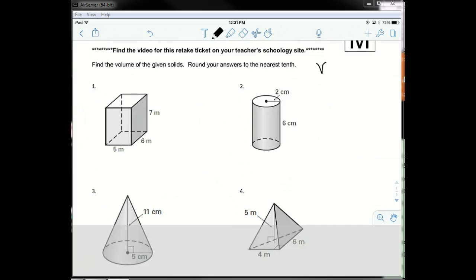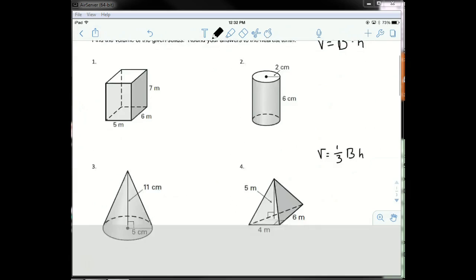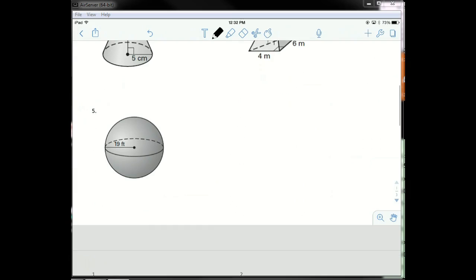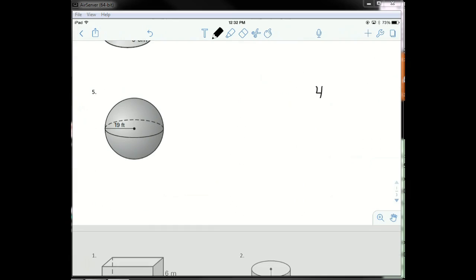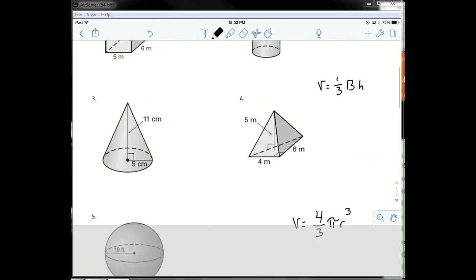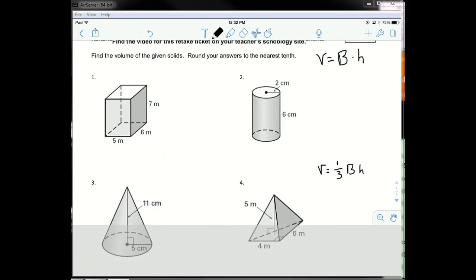We are going to be taking the area of the base and multiplying it by the height. Remember, big B stands for the area of the base. For these 2, we are going to do kind of the same formula, but it is going to have a 1/3 because they come to a point. And for the sphere, our formula is 4/3 pi r cubed. Make sure that you are cubing, and on your calculator I can show you where that is as well.